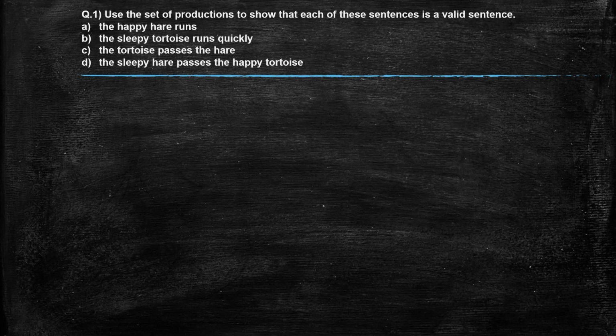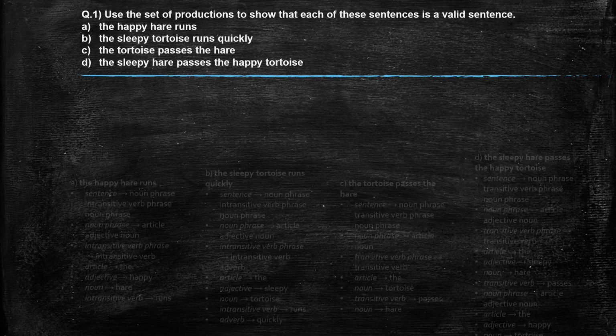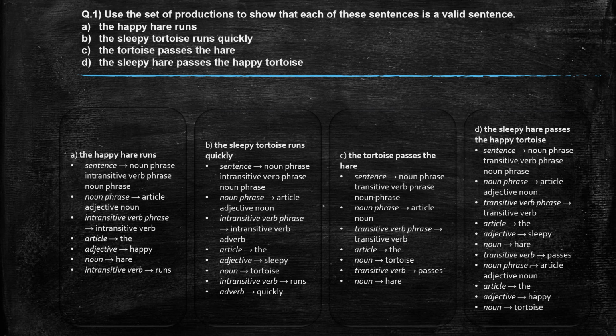So the first question is: use the set of productions to show that each of these sentences is a valid sentence. First one, the happy hare runs. Second, the sleepy tortoise runs quickly. Third, the tortoise passes the hare. D, the sleepy hare passes the happy tortoise. This is the solution.